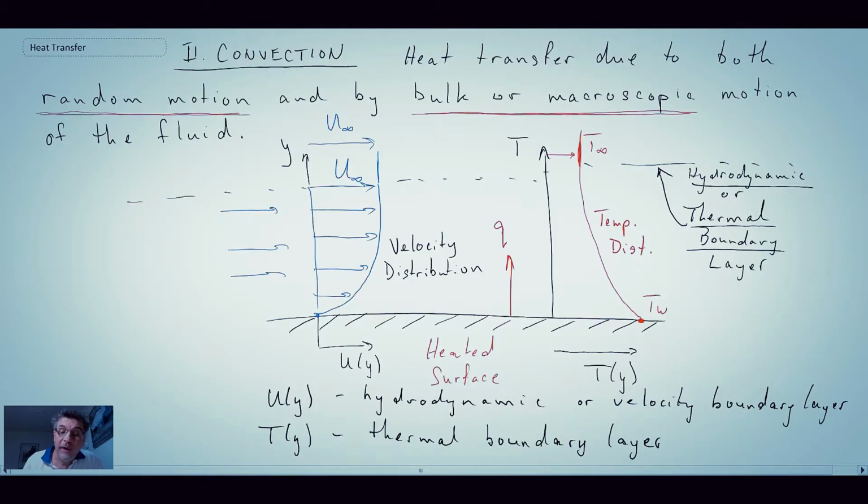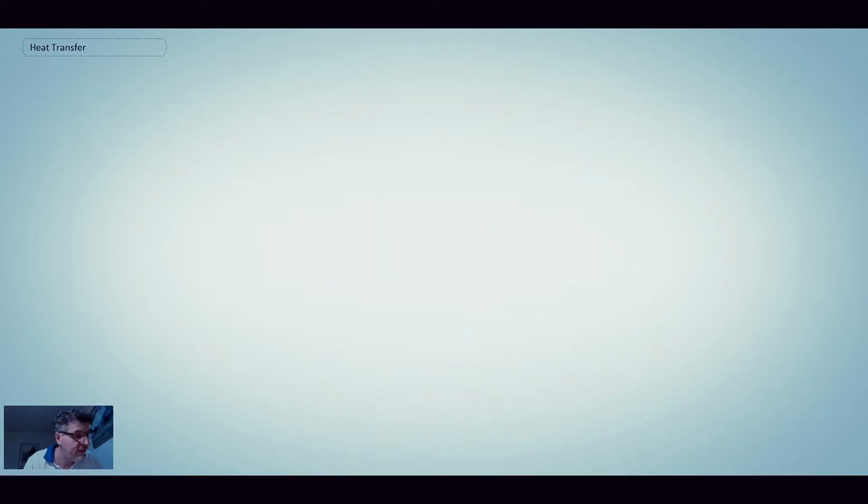When we're looking at convective heat transfer in this course, we're going to be looking at two different types, and that depends upon the forcing mechanism. And so we will talk about forced convection.